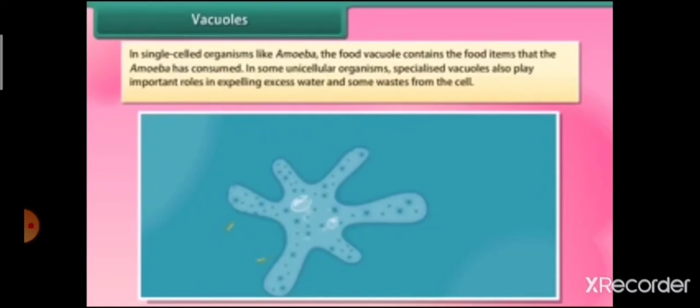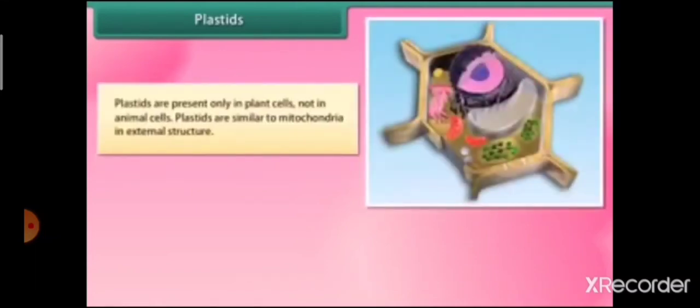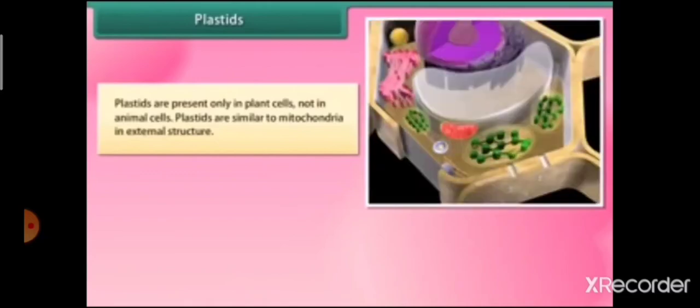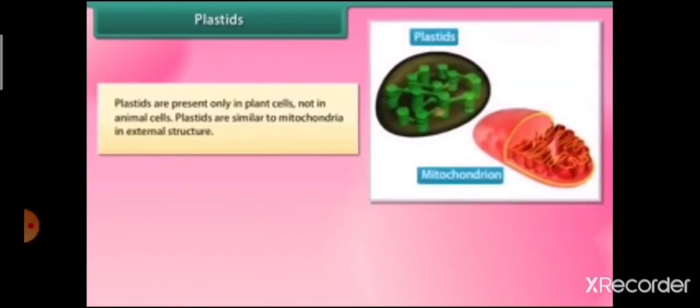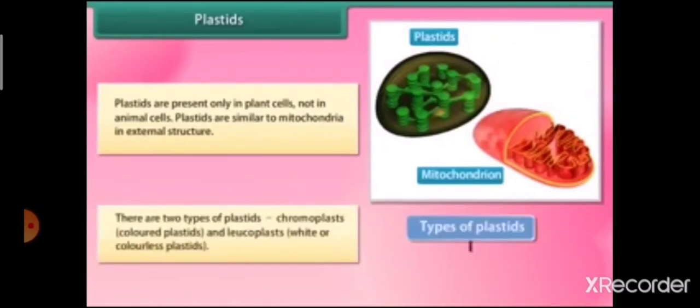Now let us see what are plastids. Plastids are present only in plant cells and they are not present in animal cells. Plastids are similar to mitochondria in external structure. So, they somewhat look like mitochondria, but the color is completely different. There are two types of plastids. The first one is chromoplast and the second one is leucoplast. Chromoplast means colored plastids and leucoplast means white or colorless plastids.